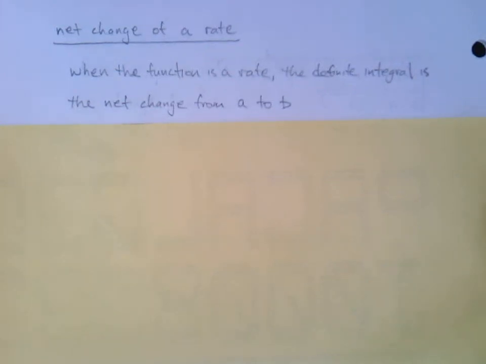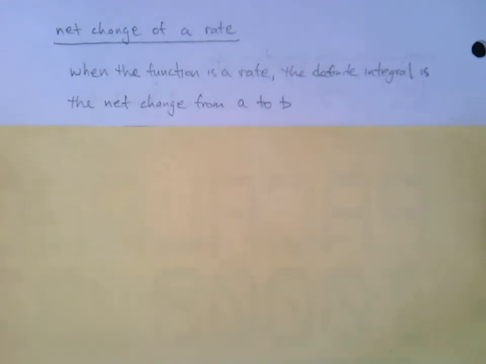Let's tie definite integrals into a broader meaning, and we'll be able to perform some applications on some word problems. The net change of a rate. So here's what I mean by that. When the function that we're performing the definite integral on is a rate, the definite integral is the net change from A to B.